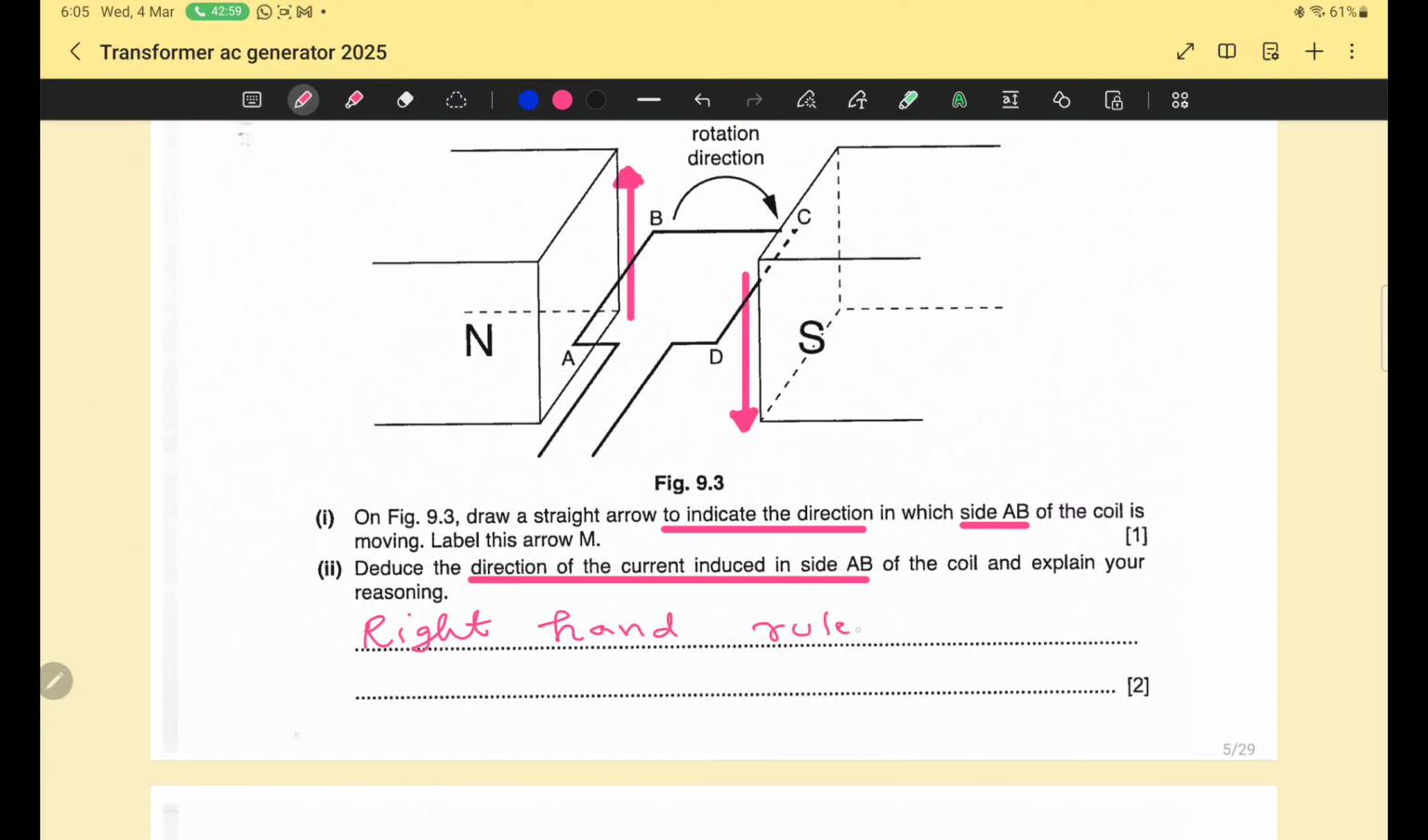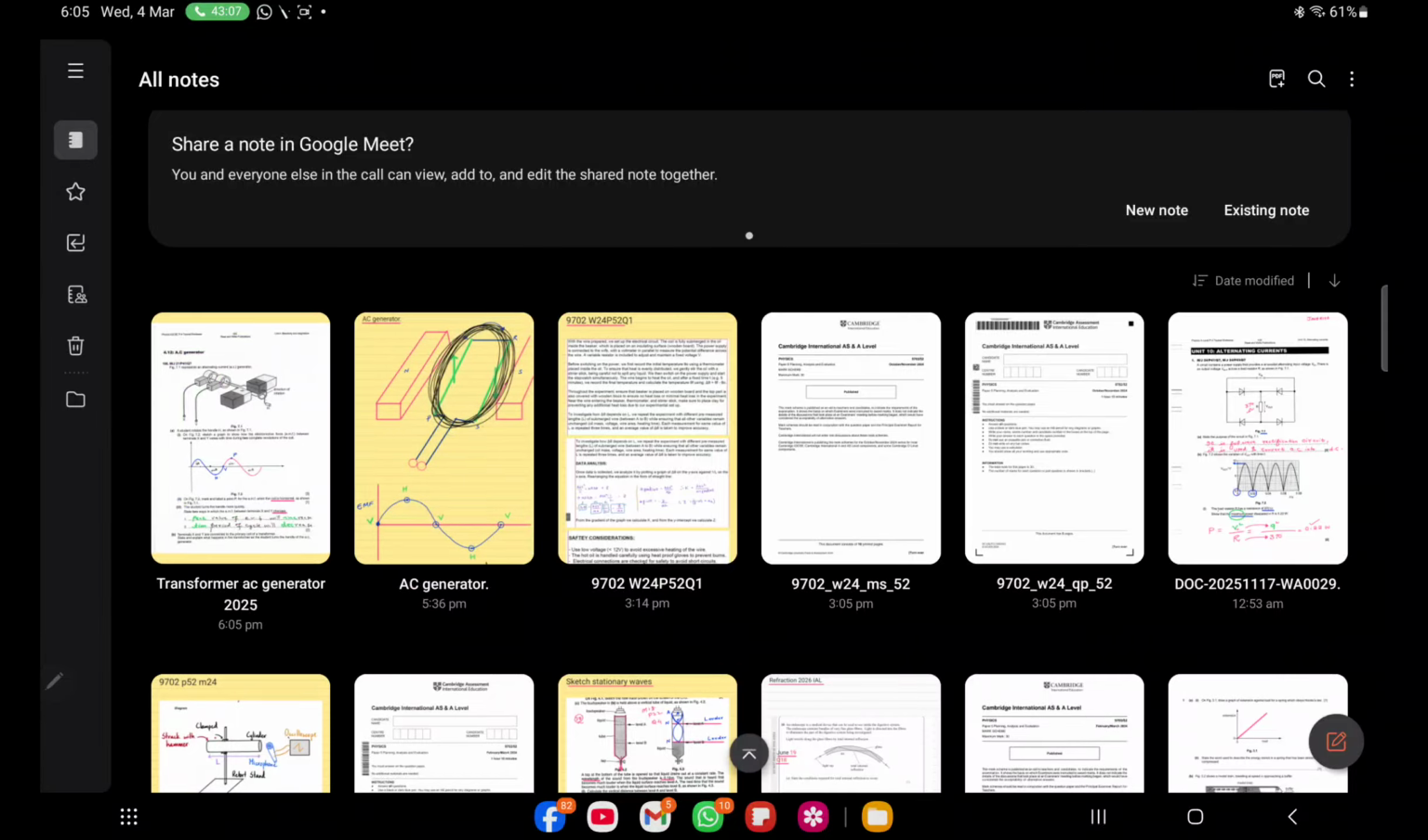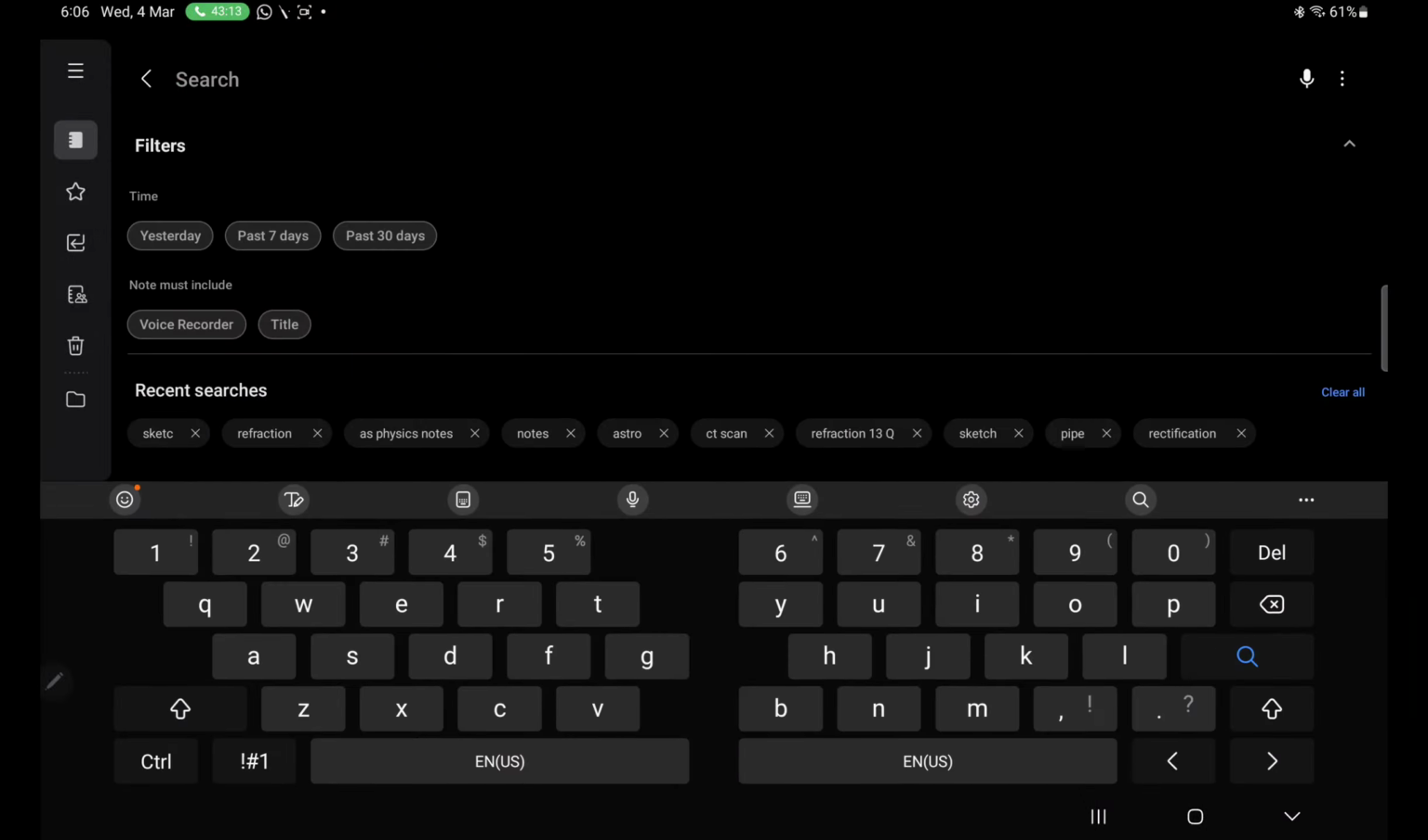Right hand rule is used. Sir, why are you using the right hand rule? So I am showing you with my notes and explaining the rule as well.